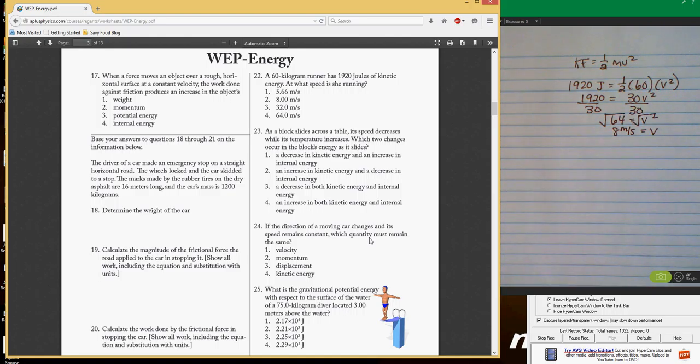Question 24. If the direction of a moving car changes and its speed remains constant, which quantity must remain the same? So no matter what, because the speed is constant and the mass of the car does not change, kinetic energy has to stay the same.